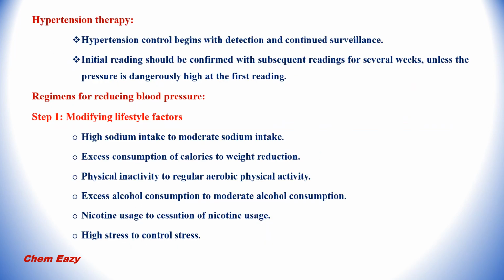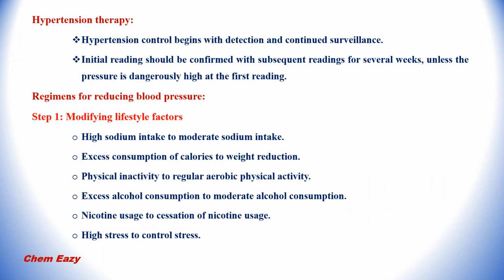Next, let us see hypertension therapy. Hypertension control begins with detection and continued surveillance. Initial reading of blood pressure should be confirmed with subsequent readings for several weeks unless the pressure is dangerously high at the first reading. Next one is regimens for reducing blood pressure. Here there are various stages. It means various steps.